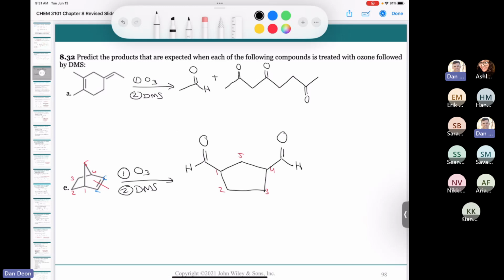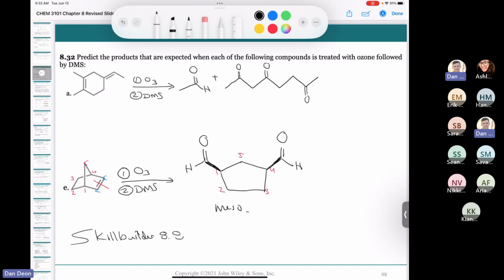Now, keep in mind that both of these bonds are going on the exact same face of the molecule. So we actually end up with, well, that's not very pretty. We end up with a meso compound in this case. All right. So this is a meso compound. All right. So there you go. Oxidative cleavage. And again, if you want some more practice, you could look at Skill Builder 8.8. I highly recommend taking a look at that.